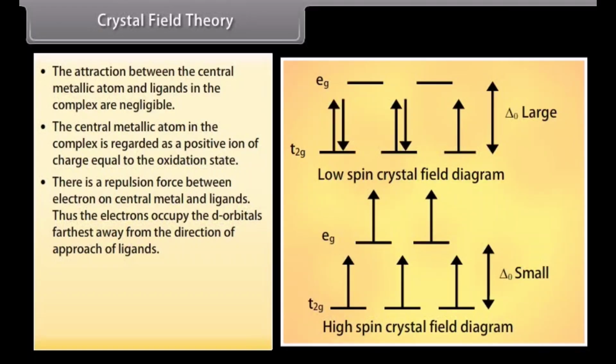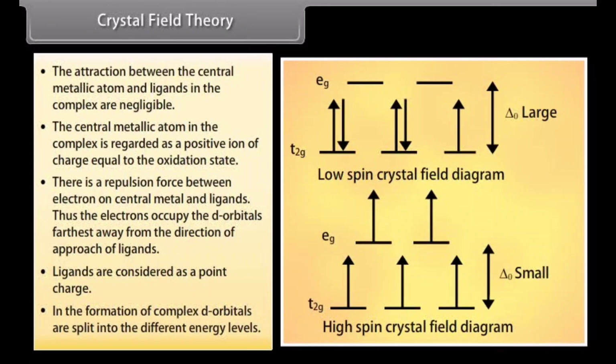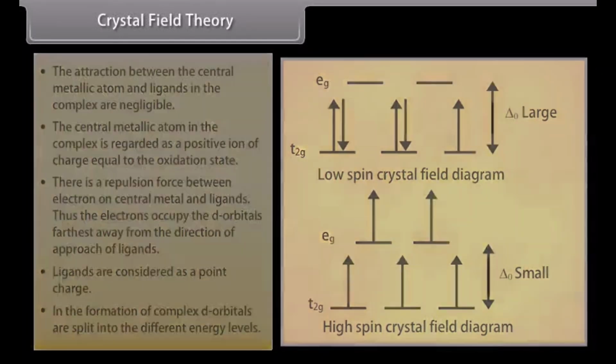Thus, the electrons occupy the d orbitals farthest away from the direction of approach of ligands. Ligands are considered as point charges. In the formation of complex, d orbitals are split into different energy levels.